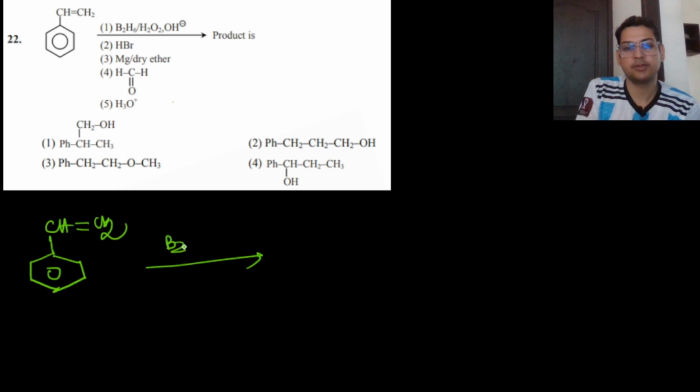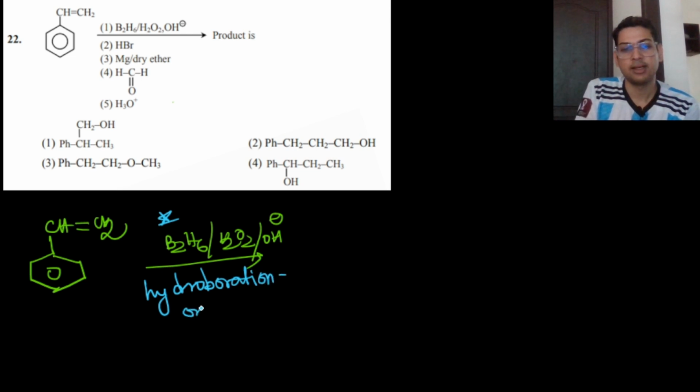B2H6, H2O2 and OH minus is given. Do I know this reagent? Of course you know this reagent. This reagent is for hydroboration oxidation. Hydroboration and oxidation, and this is what I told you.